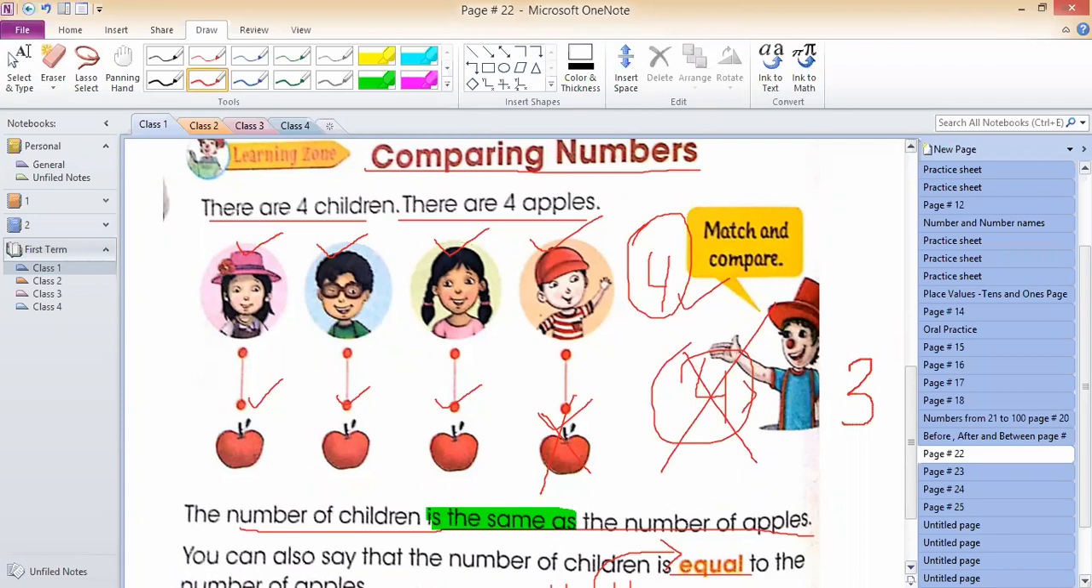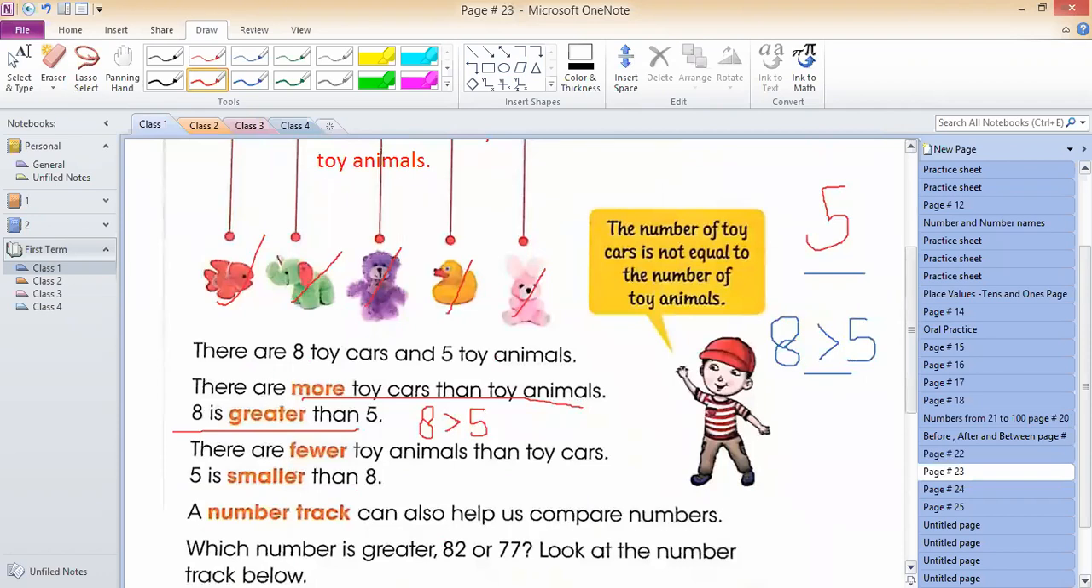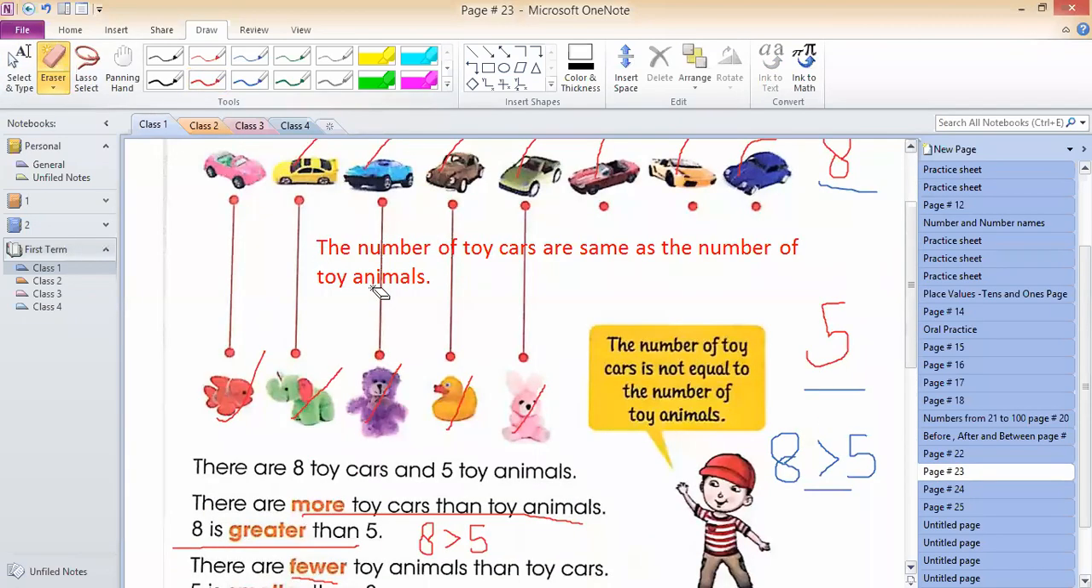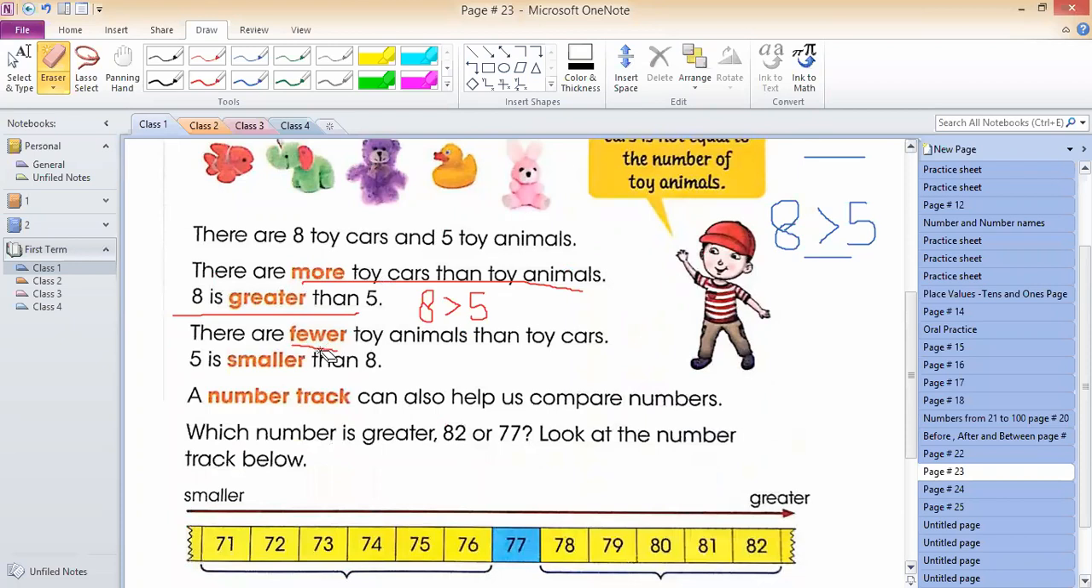Apples are fewer. What is the opposite of more, guys? The opposite of more is fewer. Fewer means less. There are fewer toy animals than toy cars because 5 is smaller than 8. Look, the toy animals are only 5, whereas toy cars are 8. So 5 is smaller than 8. That's why you will say, sir, there are fewer toy animals than toy cars because 5 is less than 8.